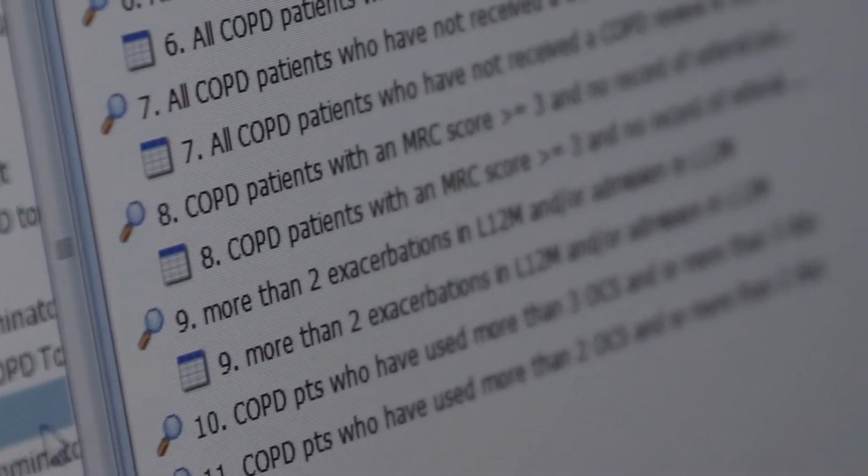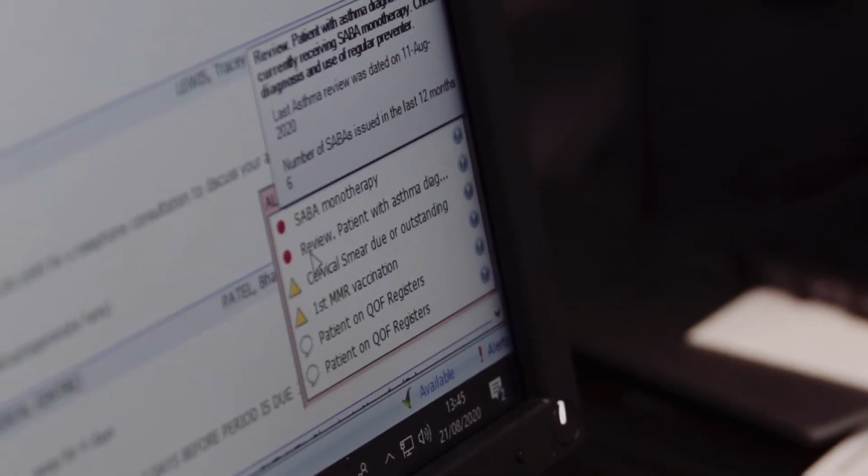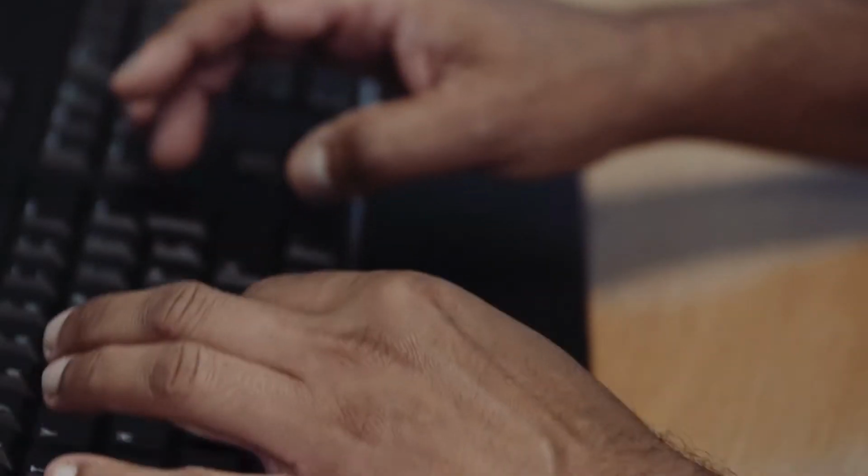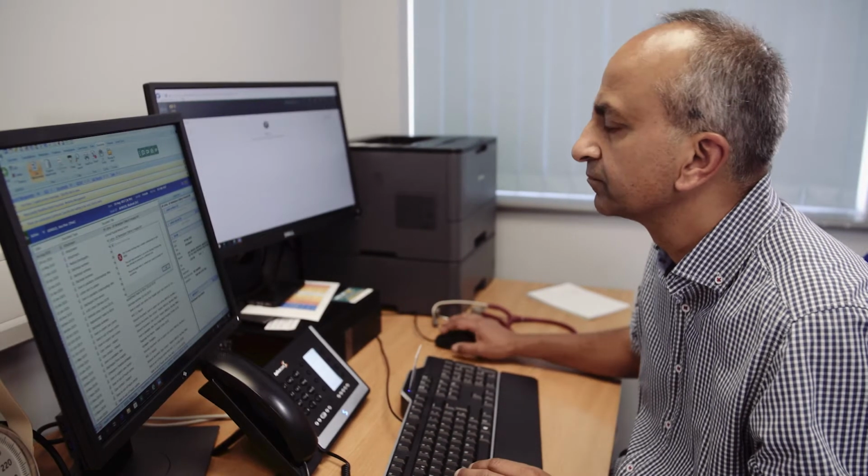So the toolkit is a series of searches which will enable practices to easily identify asthma or COPD patients who may be at high risk of complications, exacerbations or potentially death. And the searches are based on the findings of the NRAD and the COPD national audit.